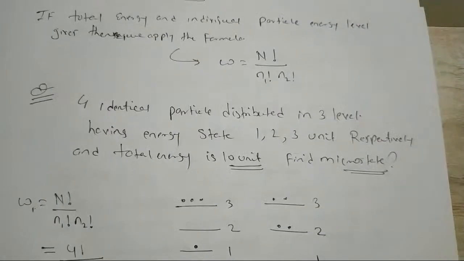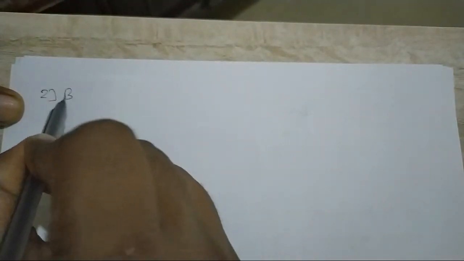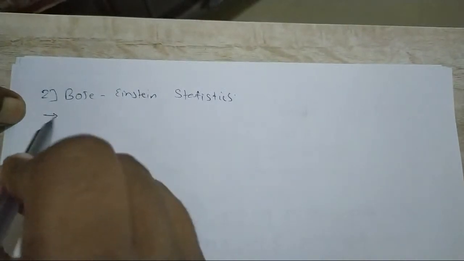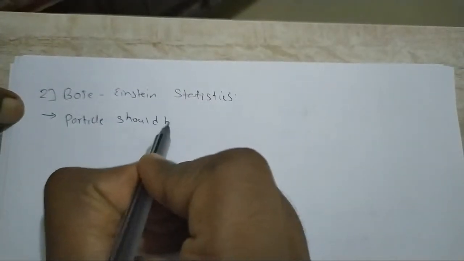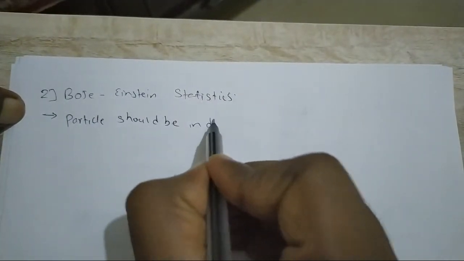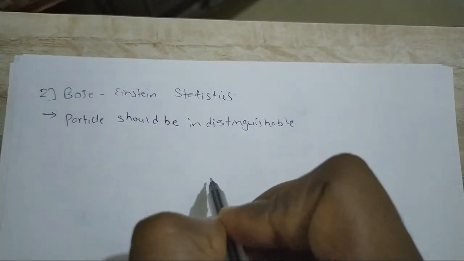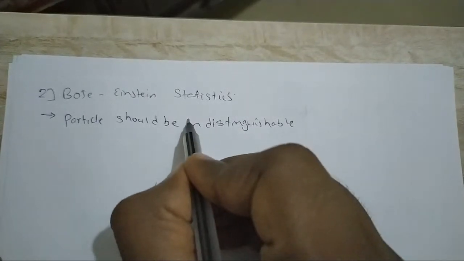Now we move to bosons. Next we see Bose-Einstein statistics. So the first point is the particles should be indistinguishable. In Maxwell, we have seen that they are distinguishable, and in Bose-Einstein statistics they are indistinguishable.